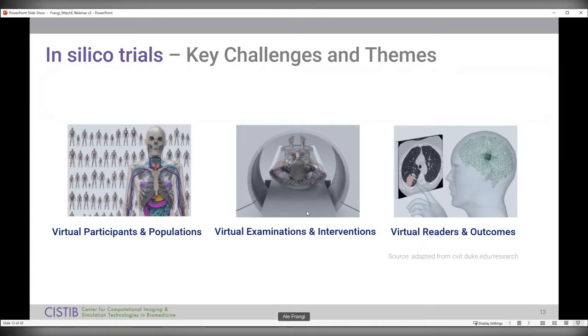Then we also need to be able to simulate both the interventions, if we are talking about therapies, or examinations, if we talk about diagnostics. And then we need to have mechanisms to do virtual readouts from those imaging or implant systems or other types of technologies, and also virtual outcomes.